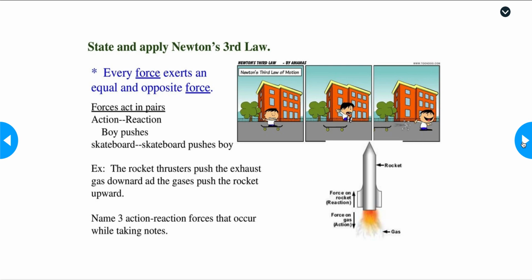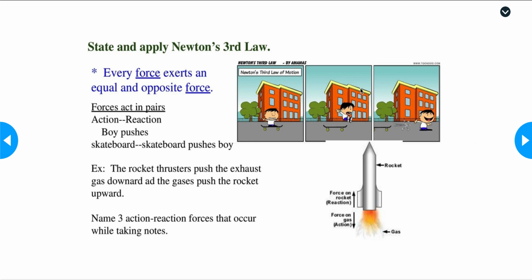So let's go ahead and start off with what is Newton's third law. And Newton's third law is actually a pretty common saying. In scientific terms, every force exerts an equal and opposite force. But also, that can kind of be simplified or changed to every action has an equal opposite reaction. So, here's what this means: forces act in pairs. You have the action and the reaction.